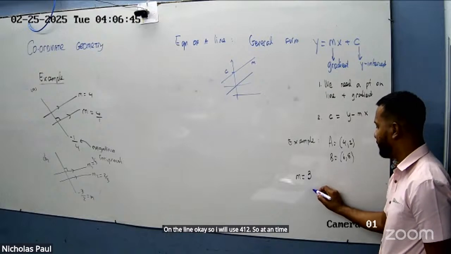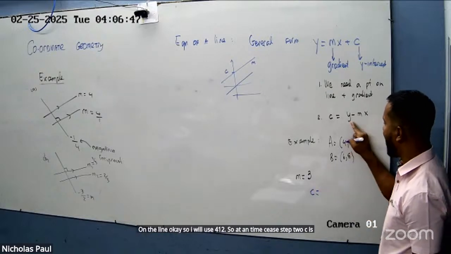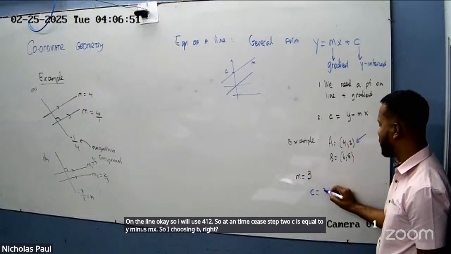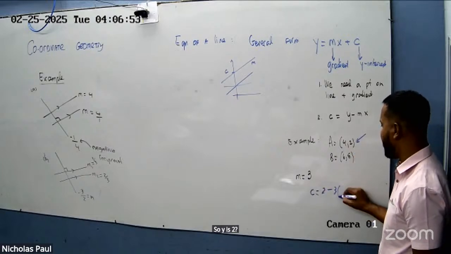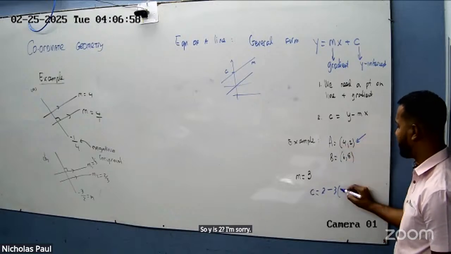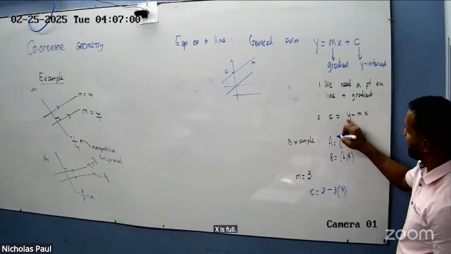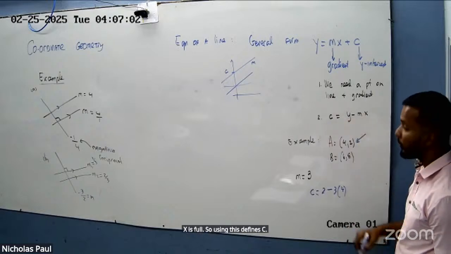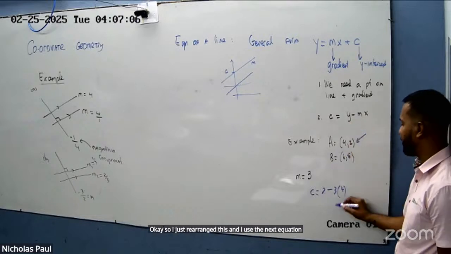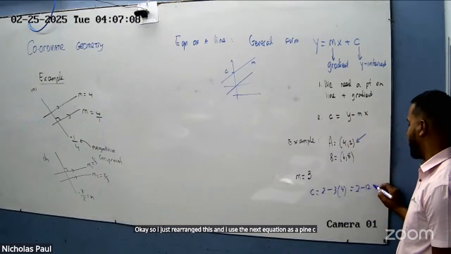Step 2. c is equal to y minus mx. So I'm choosing A, right? y is 2, gradient is 3, and x is 4. I'm using this equation to find c, so I just rearrange it. I'll get 2 minus 12, which is minus 10.